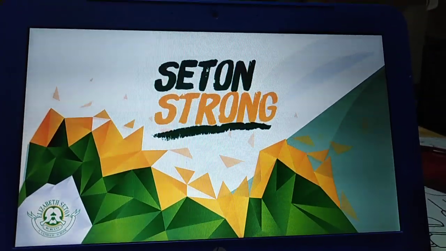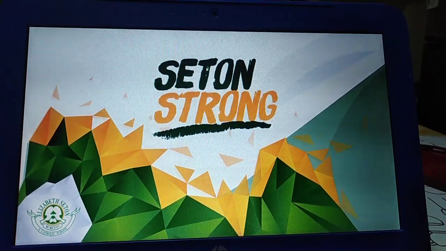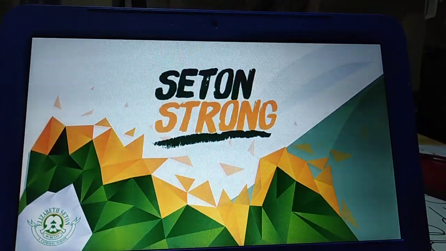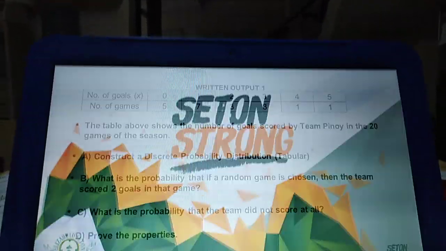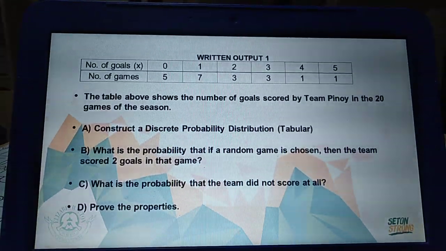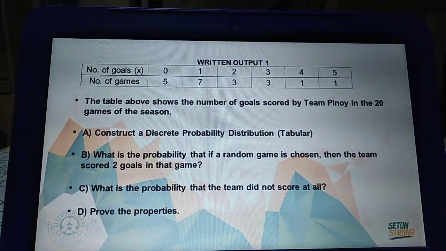Again, good morning. We will continue with our second topic in statistics and probability. But before we go on with our second topic, let us first look at the written output that you were sent to answer. We were given a table which showed the number of goals scored by the Team Pinoy in the 20 games of the season.